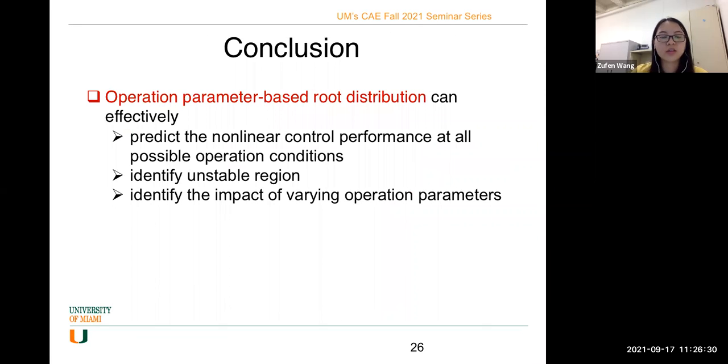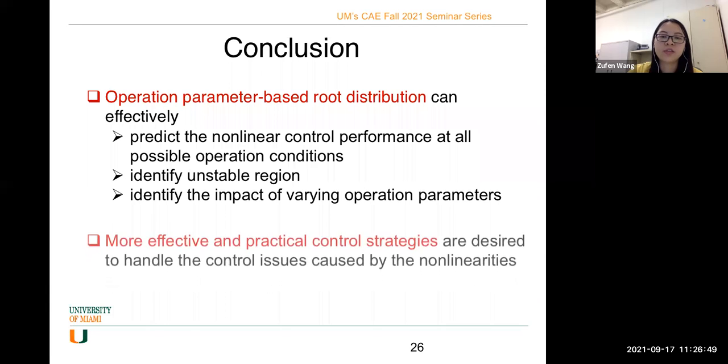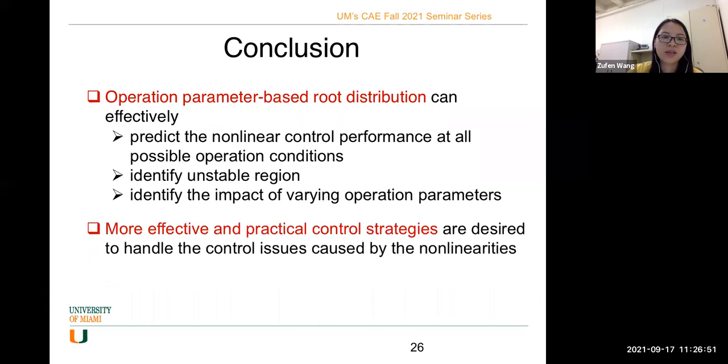Then we have the conclusion. The operation parameter-based distribution can effectively predict the nonlinear control performance at all possible operation conditions. It can identify the unstable range and the impact of varying operation parameters. Also, we conclude that more effective and practical control strategies are desired to handle the control issues caused by the nonlinear errors.